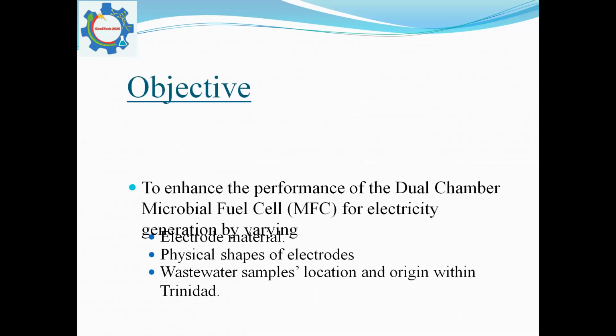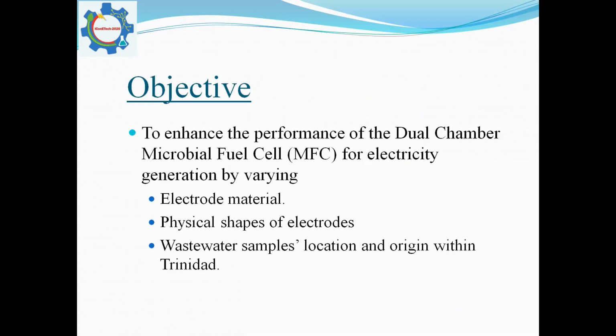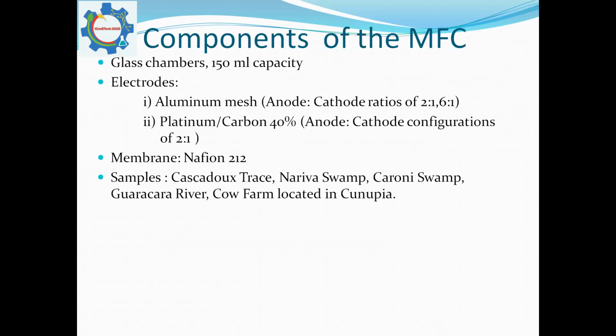The objective of our study was to enhance the performance of the dual chamber MFC for electricity generation by varying three parameters: electrode material, electrode shape and size, and wastewater origin. To do this, we used glass chambers of 150 milliliter capacity and two electrode materials, aluminum mesh and platinum carbon 40%.